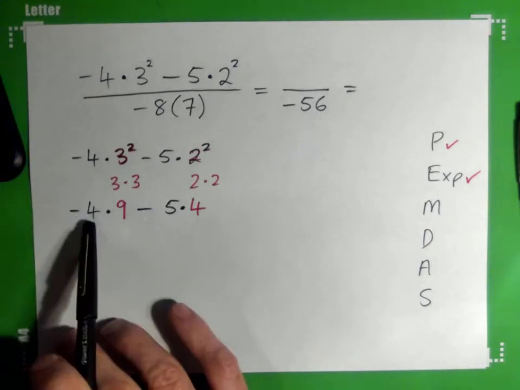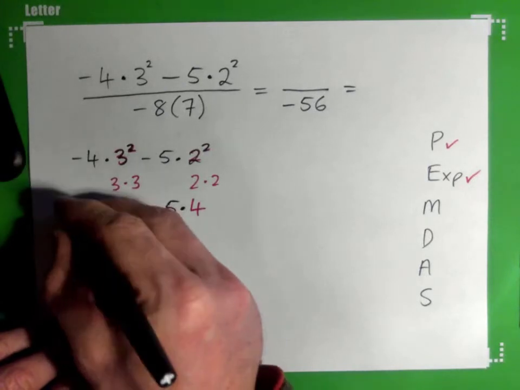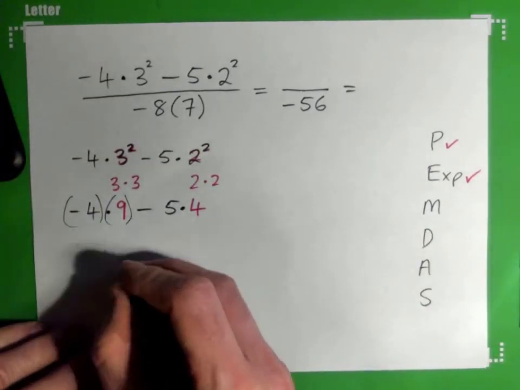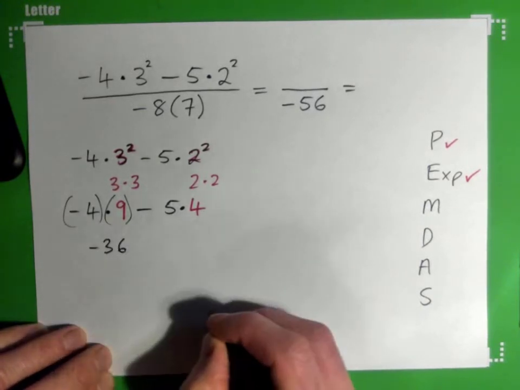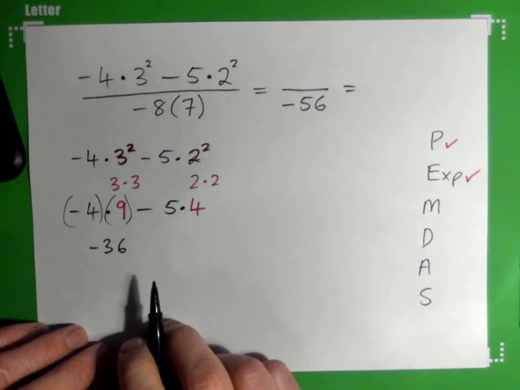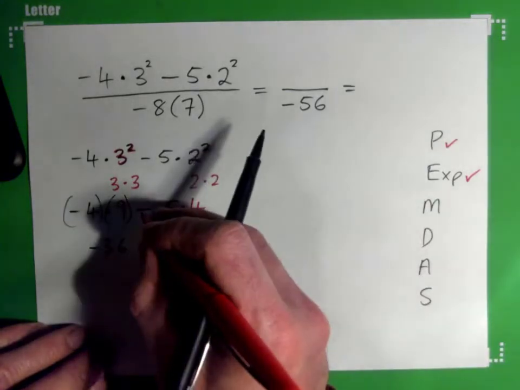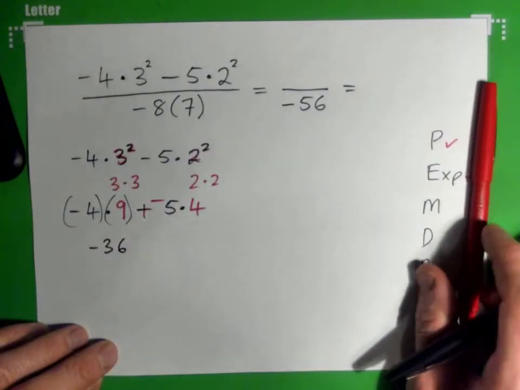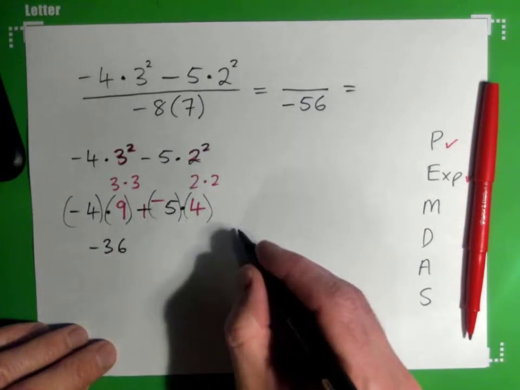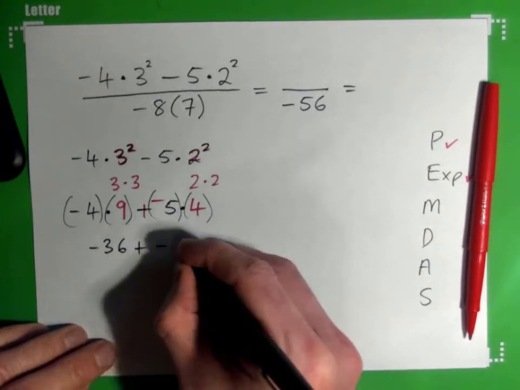So what's negative 4 times 9? Negative 36. Right. And if you want, you can put these in parentheses. You don't have to, but I'm just doing that for fun. Negative 4 times 9, negative 36. Good. What's negative 5 times 4? Negative 20. Yeah, that's negative 20. If you want, you can change that subtract to plus negative. Now it says plus negative 5 times 4, which is negative 20, right?